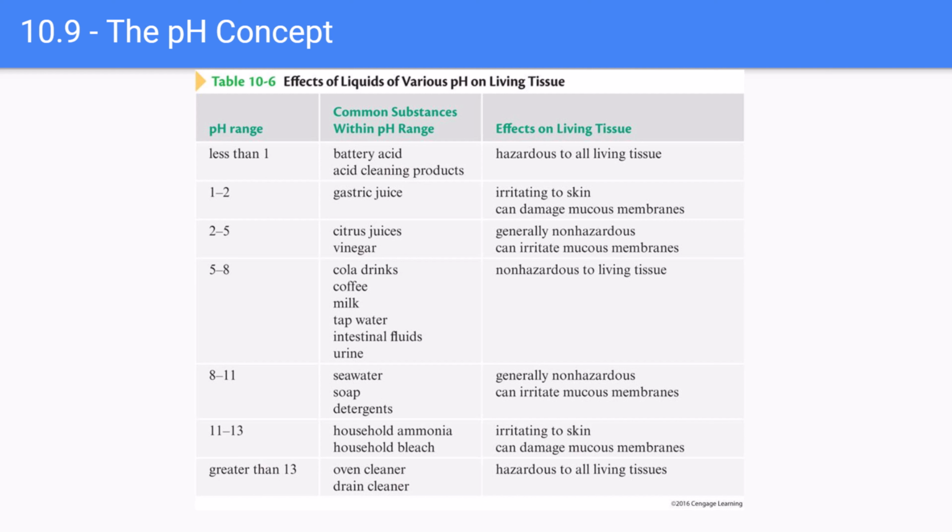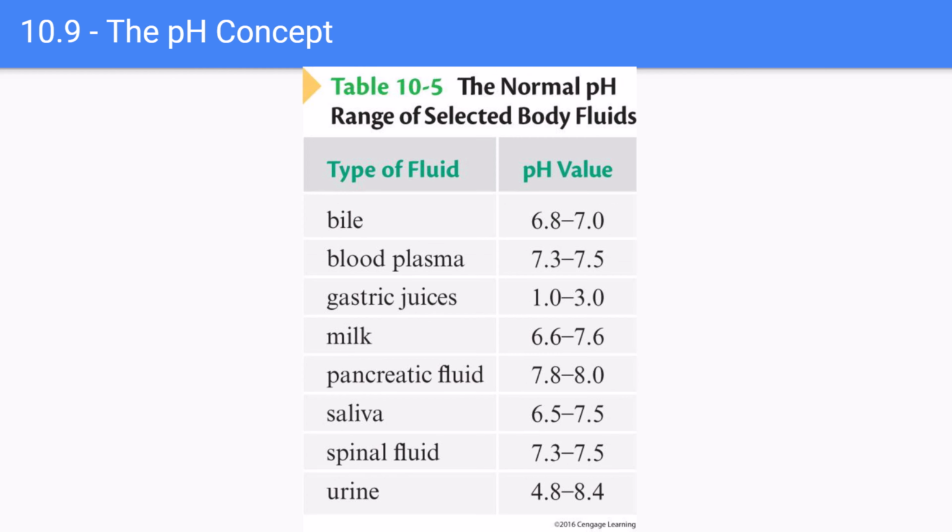You start going up the scale, you get more basic. These can be a little bit more harsh. Seawater, soap, you get soap in your eyes, it's pretty painful. Household ammonia and bleach, and then oven cleaner, drain cleaner, very, very hazardous. So most people just have this notion that acids are the only ones that are dangerous, and that's not true. In fact, bases can be quite as dangerous, if not more dangerous than acids sometimes, because most people don't think of bases as being toxic or dangerous to human health, but in fact, they quite are.